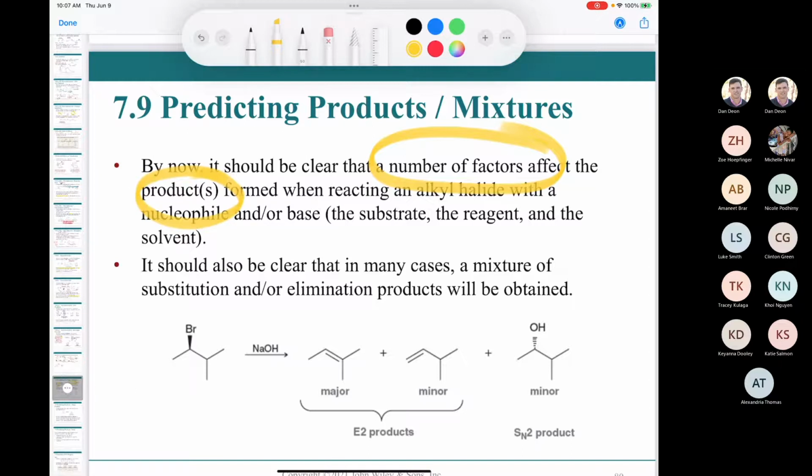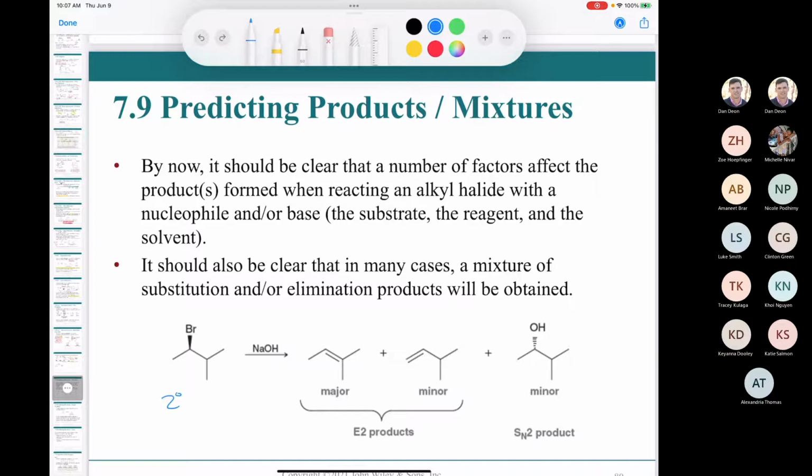We have to consider the substrate, our alkyl halide. We've got to consider the nucleophile and the solvent. All of these things have to be taken into account. And so it should be clear that in many cases, you end up with a mixture of substitution and elimination products. For example, here we have a secondary alkyl halide, a strong base, and a strong nucleophile. Thus, we're going to get SN2 and E2.